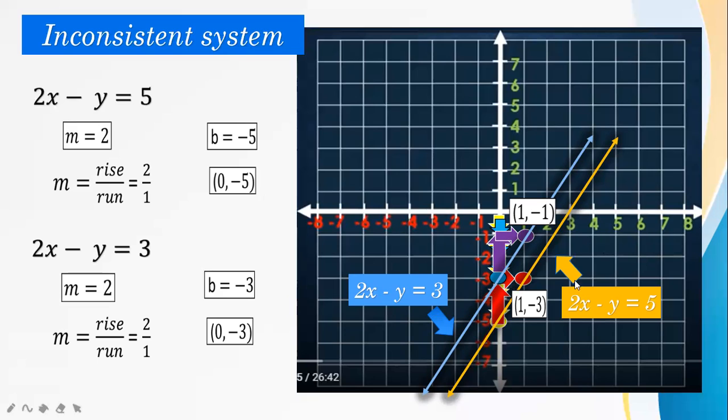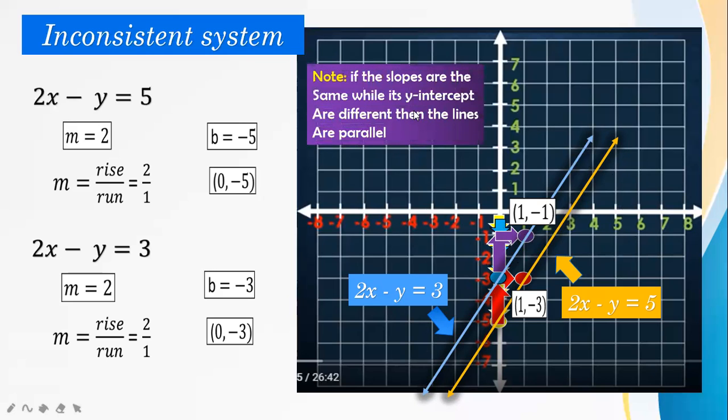And now, look at this graph. And we have parallel lines. You see, parallel lines, again, are two lines that never intersect. And therefore, no solution. Note, if the slopes are the same while the y-intercepts are different, then the lines are parallel. So we have no solution.